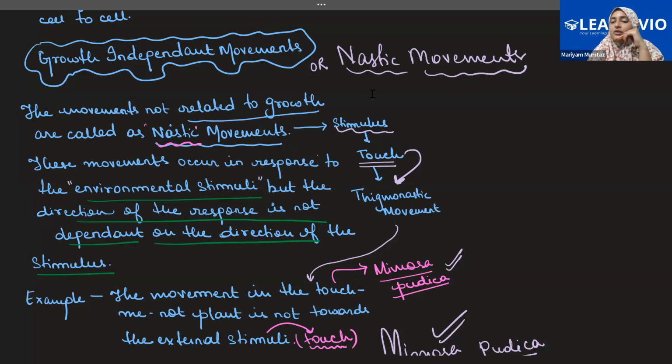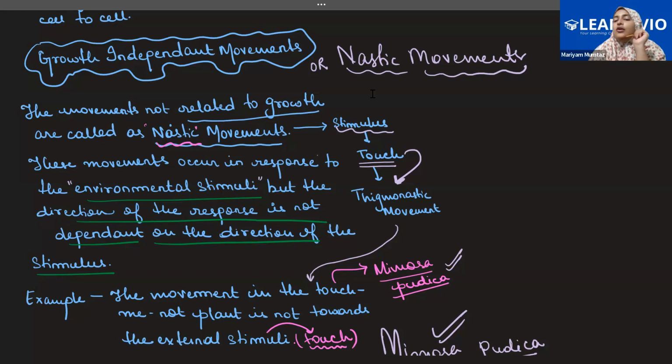Meaning it doesn't mean that, just like how if you pat on someone's back, that person turns towards you, right? That is the response towards the stimulus, isn't it? You call someone's name and that person comes to you, right? All of these are the kinds of stimulus that are provided and the responses are in the direction of the stimulus.